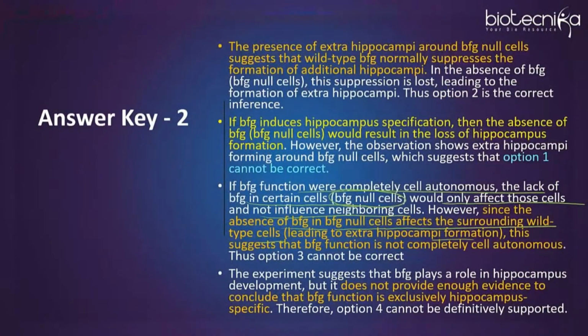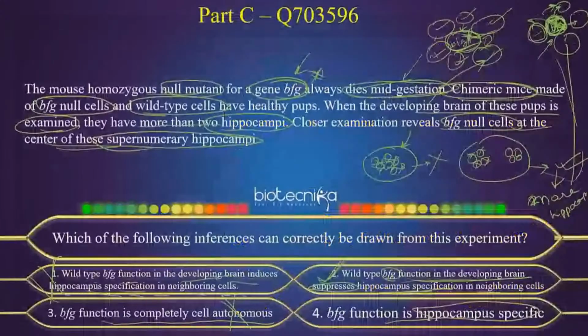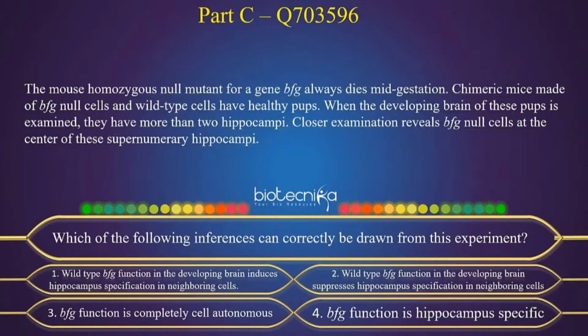So again, this also cannot be completely supported because the experiment suggests that BFG plays a role in hippocampus development, but it does not provide enough evidence to conclude that BFG function is exclusively hippocampus specific. So anyways, they have not asked here what is factually correct. Otherwise, you could have said 4 can be an option. But this question is not about factual correctness. It is about what inferences you can draw only from this experiment.